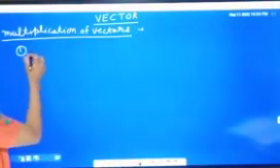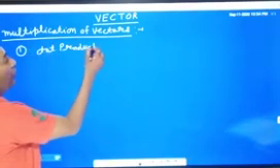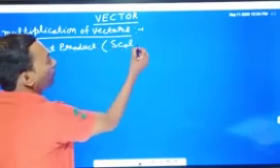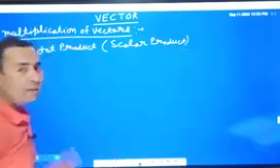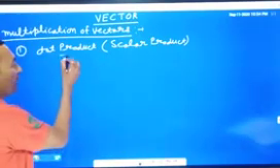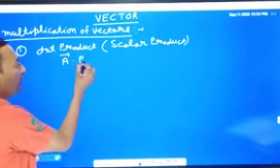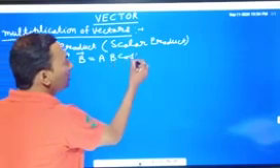And this vector multiplication is of two types. Number one, dot product or scalar product. First we take dot product, or it is also known as scalar product. Okay. What is the formula of dot product or scalar product? The formula is a vector dot b vector equal to a b cos theta. This is the formula for dot product.